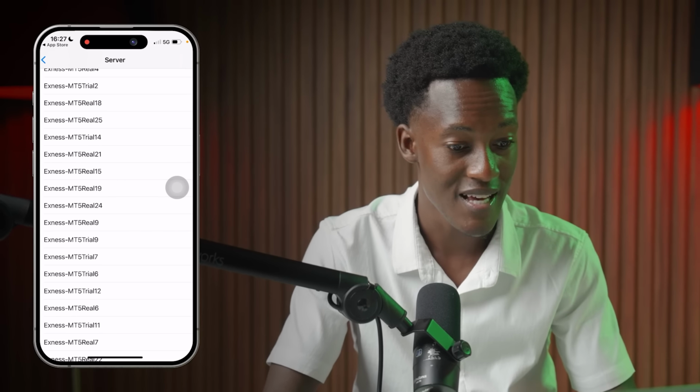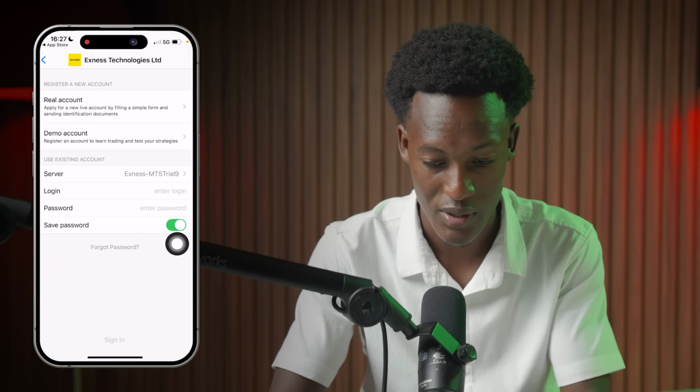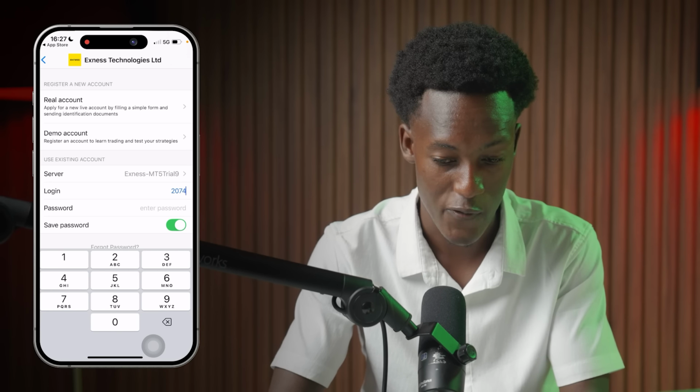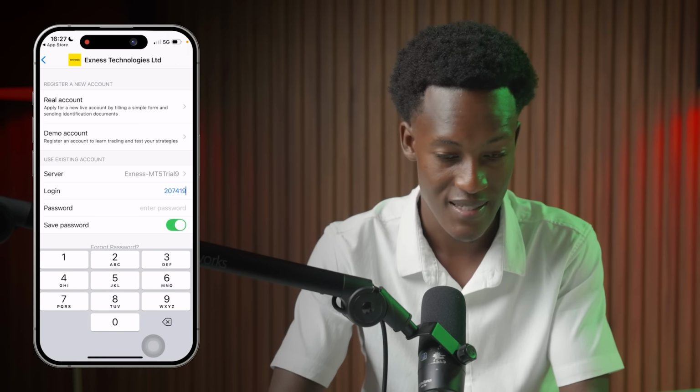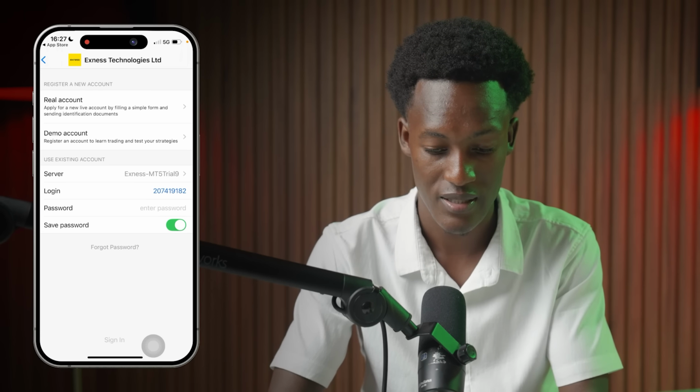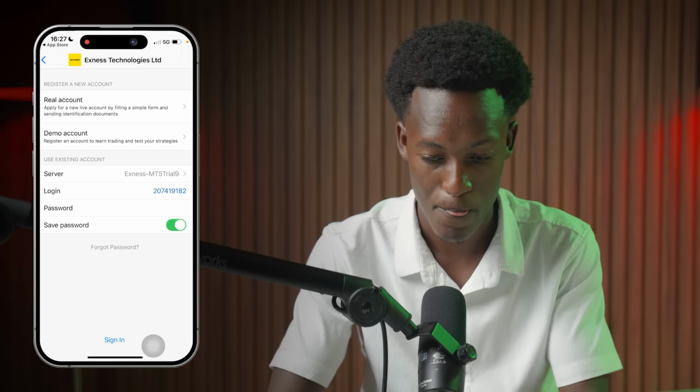So the server is MT5 trial 9. So this is it, we have trial 9 at this point. So I'll go ahead and click on that. And then the login is going to be 2074, then 19, then 182. Then I'll fill in the password. I'll just blur that out shortly. All right, perfect. So we now finally have our account.